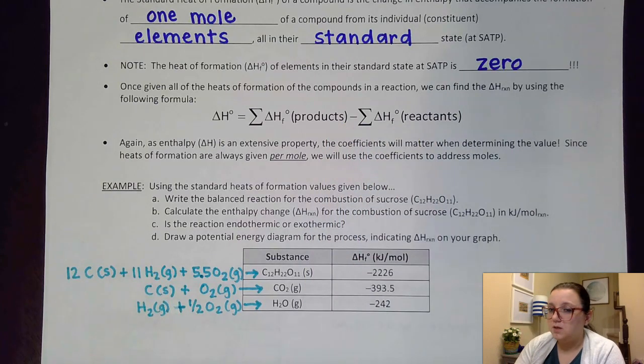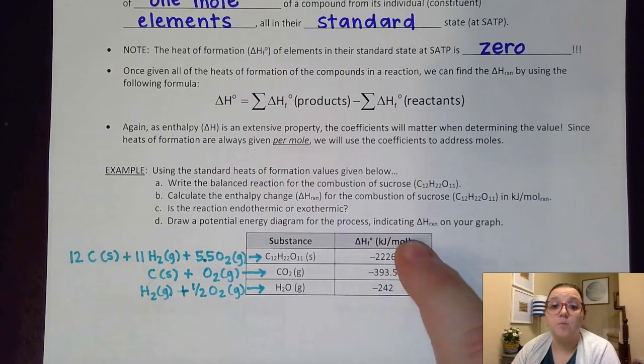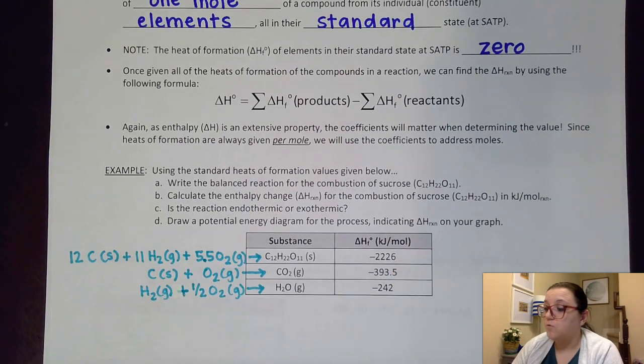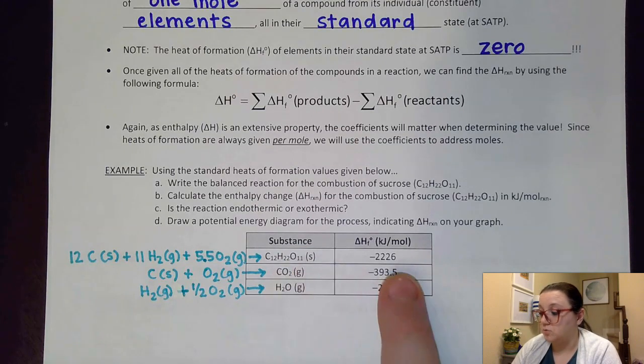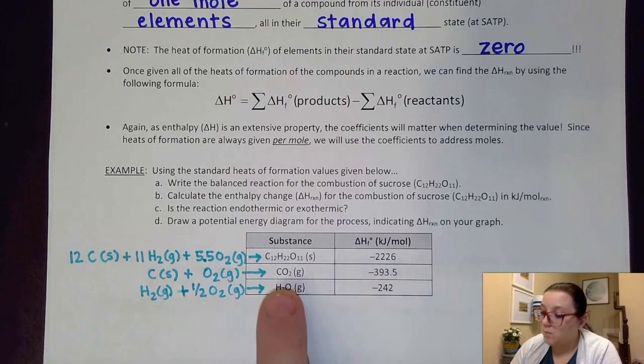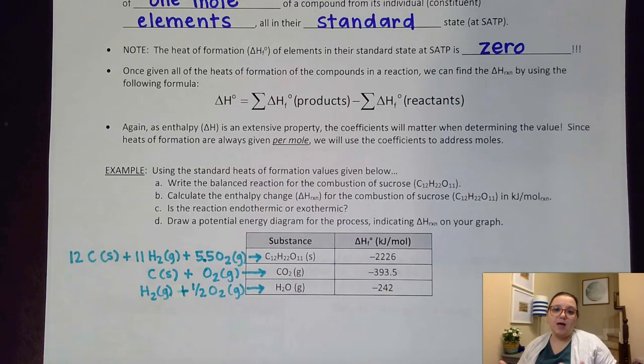Now, we have to be really careful with coefficients. I say that because these heats of formation values are specific for forming 1 mole of that compound. Forming 1 mole of sucrose releases this much heat, or forming 1 mole of carbon dioxide releases this much heat. But if in my reaction I have 2 moles or 3 moles or 4 moles, then I'm going to have to multiply that heat of formation by that coefficient. So we are going to have to utilize coefficients as we do this.